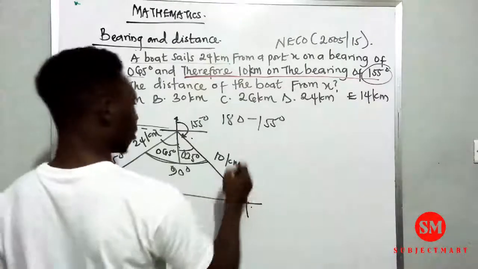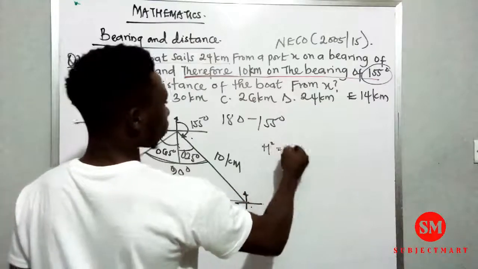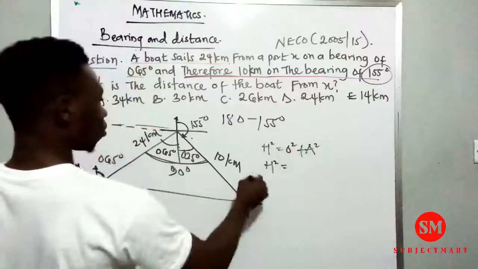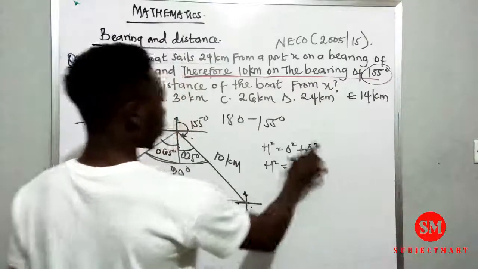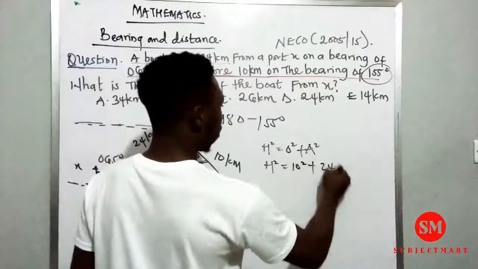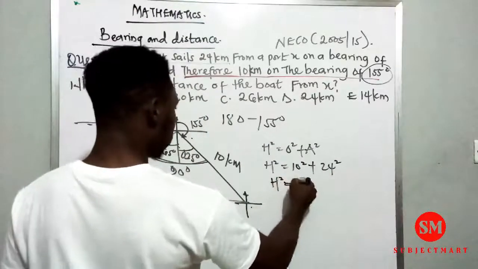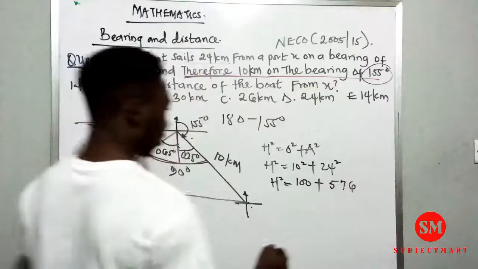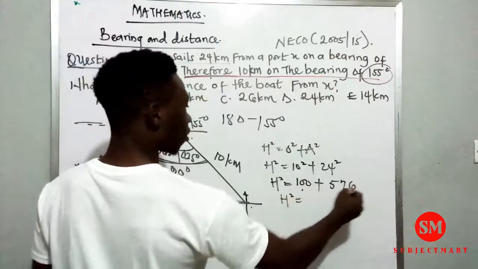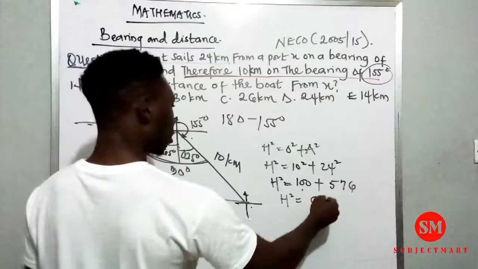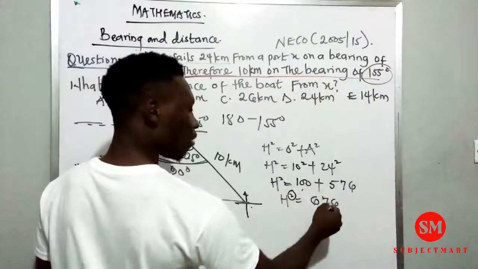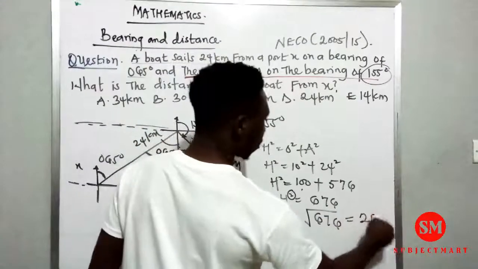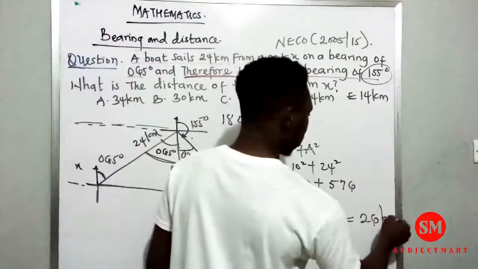So we can now evaluate. In this right angle triangle, hypotenuse squared is equal to opposite squared plus adjacent squared. We don't have our hypotenuse here, so H squared equals the opposite, that's 10 squared, plus the adjacent, that is 24 squared. So H squared is equal to 100 plus 576, that gives us 676. Because of our square, it changes to square root. So H is equal to the square root of 676, which is 26 kilometers.